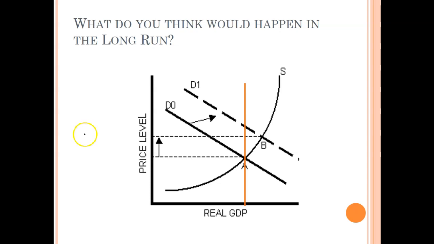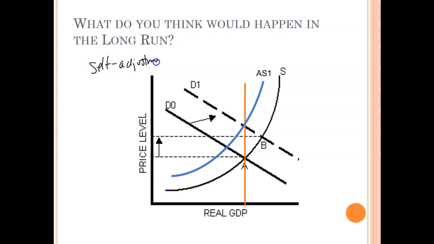So what do you think would happen in the long run? We're currently at point B. What would happen? We don't know of any external things happening. The government or the central bank hasn't done anything. So what would happen just in the long run? The aggregate supply curve would shift to the left. Again, we call that self-adjustment.